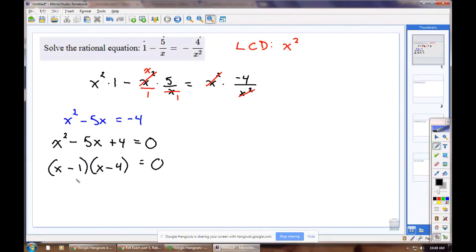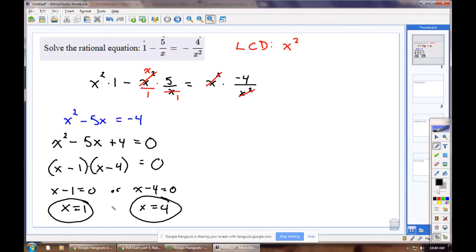So, yep, it factored. Breaking this down into two parts based on the zero product rule, I have 0 and a product. Either x minus 1 equals 0, so x equals 1 looks like one answer, or x minus 4 equals 0, and x equals 4 is another answer. Unfortunately, I do not know that's true, and I have to check. I think I have answers, but I don't know. So as far as the check goes, plug those numbers in and see what happens.